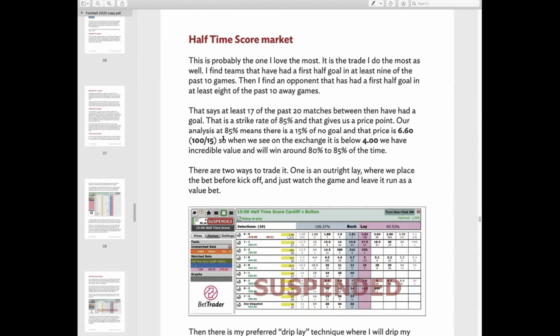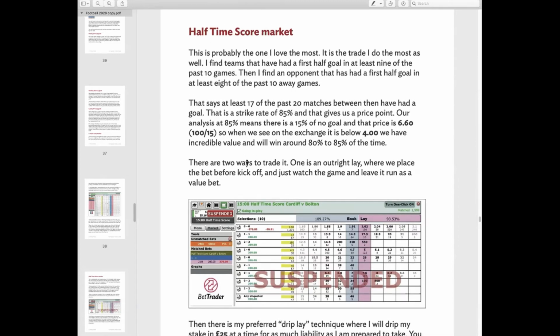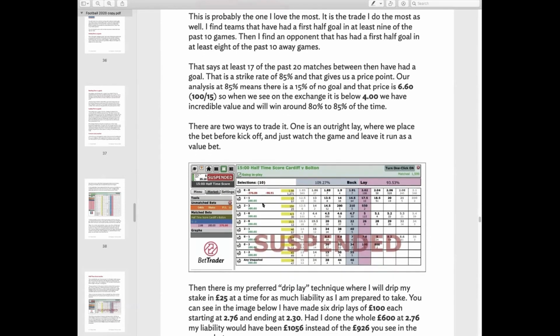So our analysis at 85% means there's a 15% chance of no goal. If you divide 100 by 15, you've got a price of 6.6. So if we see on an exchange that it's below 4, you've got incredible value, and you're going to win around 80 to 85% of the time if the stats hold up, because we know it should be 6.6. So I've done this lay here at 2.88, and there's been a goal. We've got the biscuits.